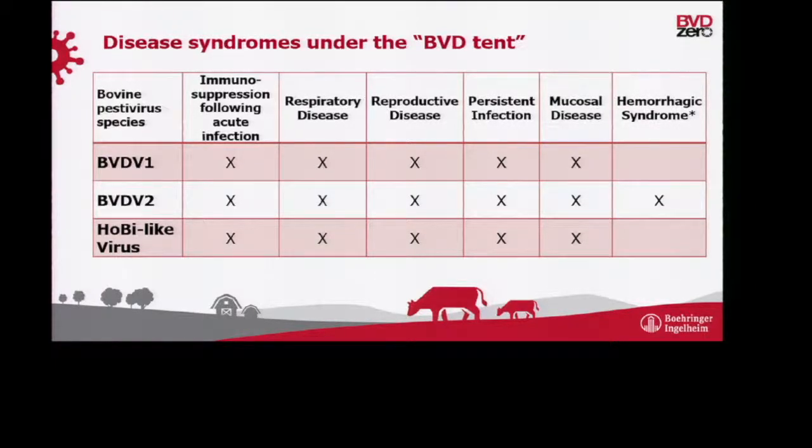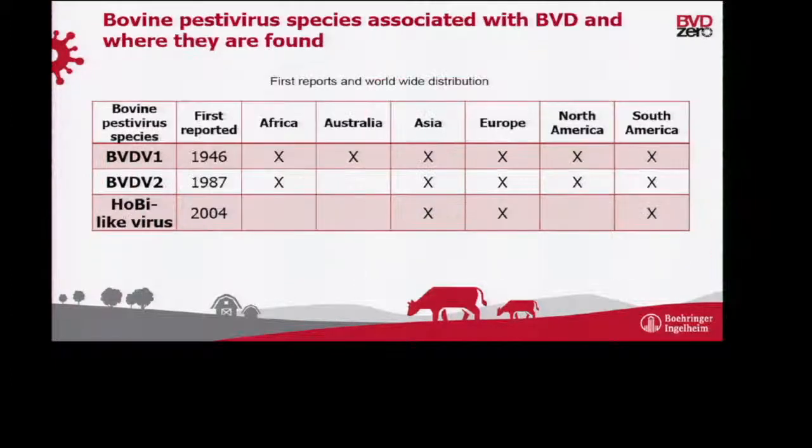And then hemorrhagic syndrome, so far we've only been able to reproduce that under controlled conditions with the type 2s, but it has been reported with the type 1s. But not all type 2s are hemorrhagic.